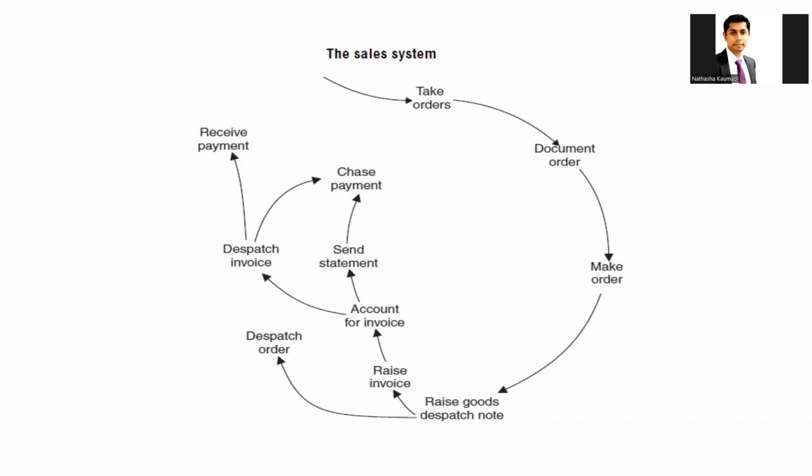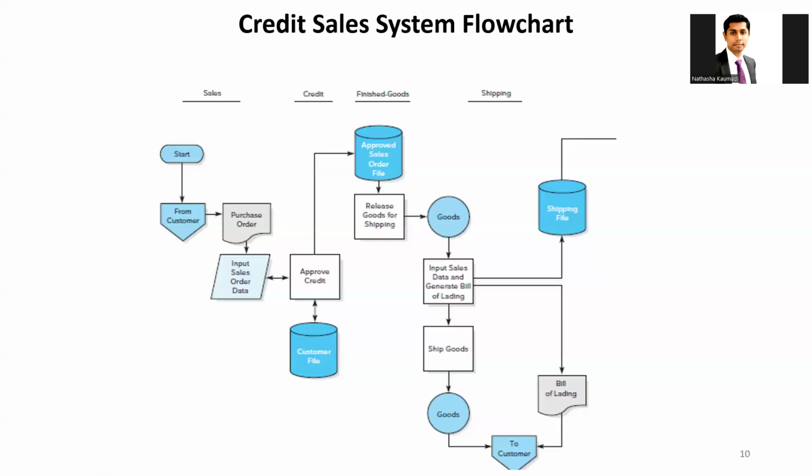We are preparing a statement, right? We are sending that statement to the customers. And then we are chasing the payment, following up, and trying to collect the dues. Right, that is how a usual sales system goes. And I mentioned you using a flow diagram also.